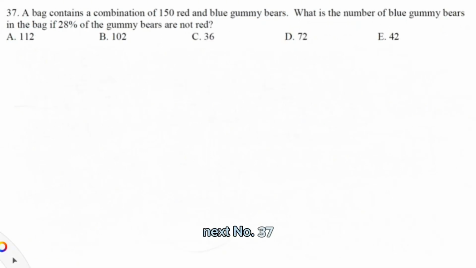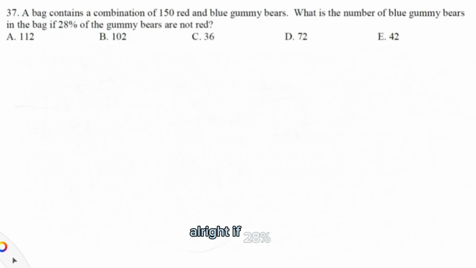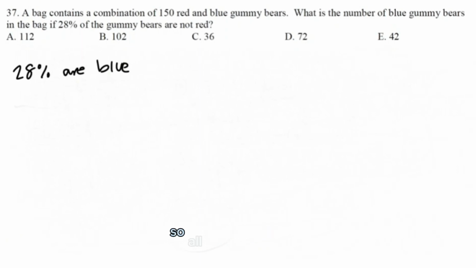Next, number 37. A bag contains a combination of 150 red and blue gummy bears. What is the number of blue gummy bears in the bag if 28% of the gummy bears are not red? Alright, if 28% of the gummy bears are not red, that means 28% are blue. So all we have to do is find 28% of 150. However, that might be a bit complicated, so let me teach you a trick.